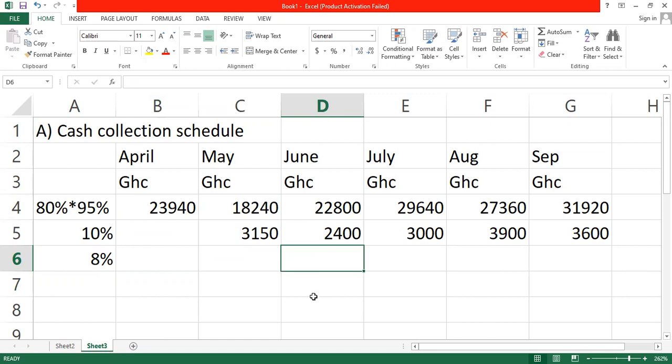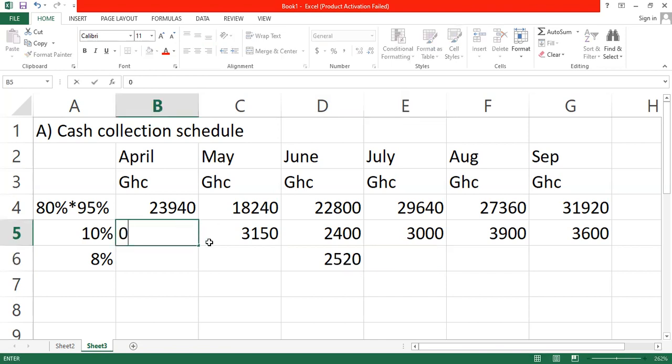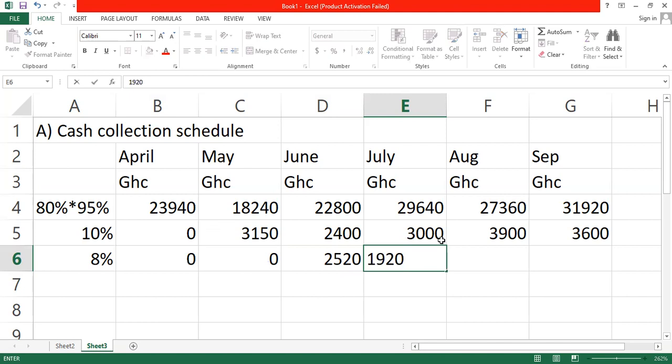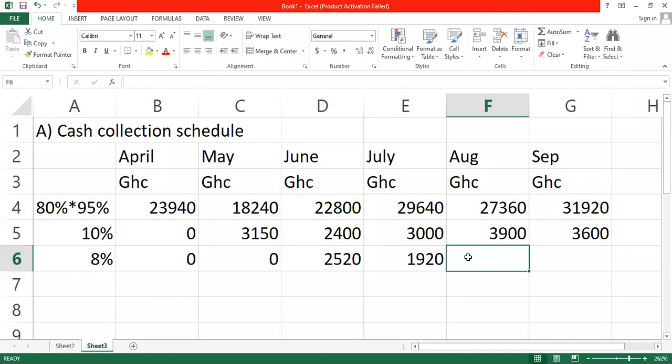2,520. May's will be received in what? July. Okay, and that will give us how much? 1,920. Let me put 00 here so that it can be 1,920. Which month will be received in August? June. So 8% of the June is what?